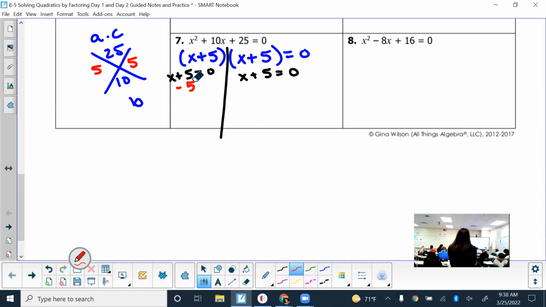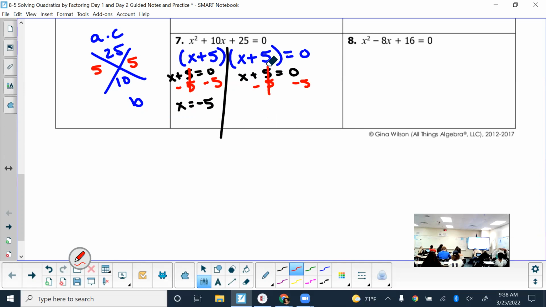We're going to subtract 5. That's how you make it equal 0. And whatever you do on one side, do to the other side of the equal sign. So 5 minus 5 is 0. The x is by itself now. What's 0 minus 5? Negative 5. And then it happens to be the same exact equation over here.